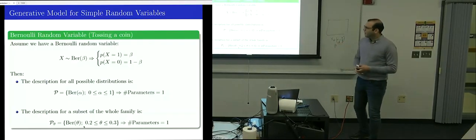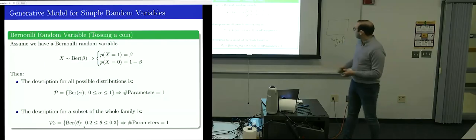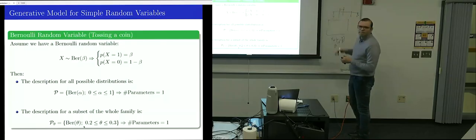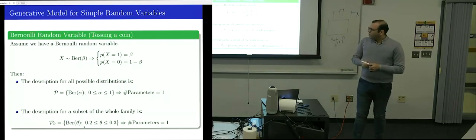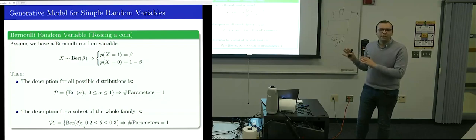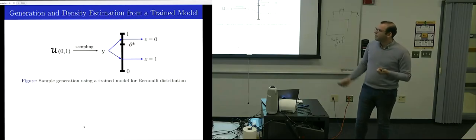And when I limit it, it means that, for example, this is the total family, 0 to 1. This is the value of beta. And when I limit it, for example, I am in this space. If this is my subspace, this is the whole space. So assume that by any method, I optimize the theta for this family. It means that I find the theta star for a Bernoulli random variable.